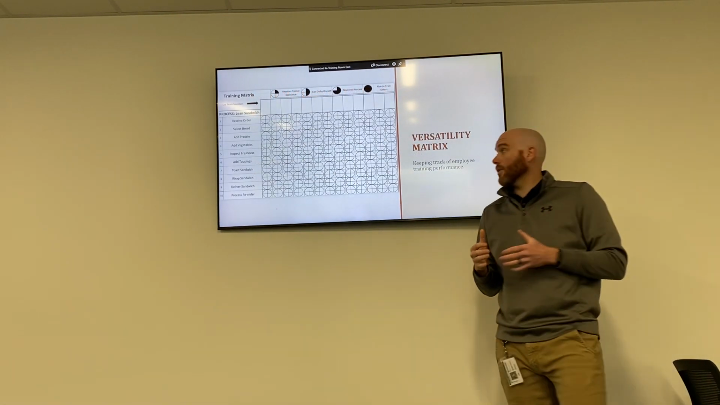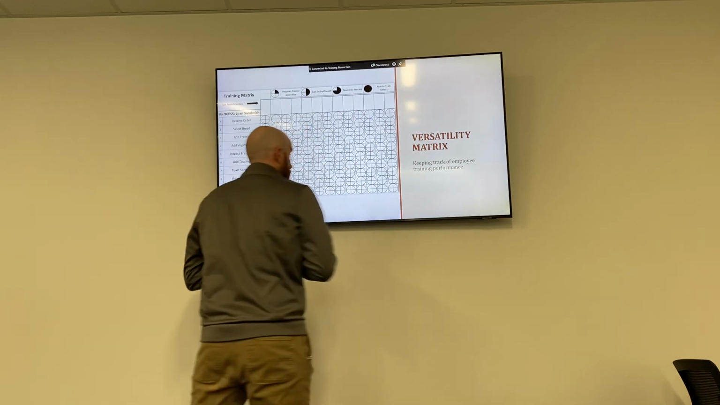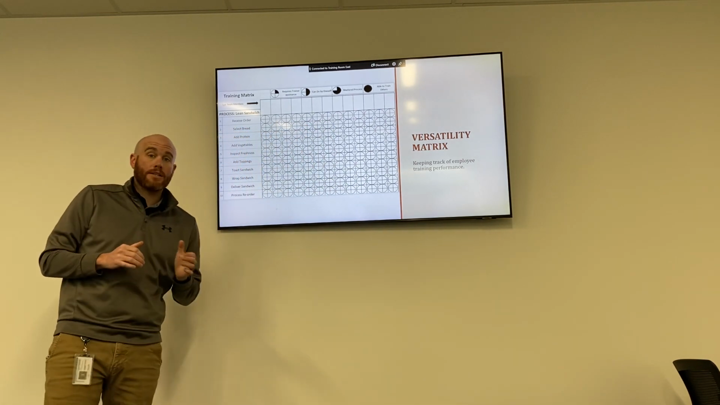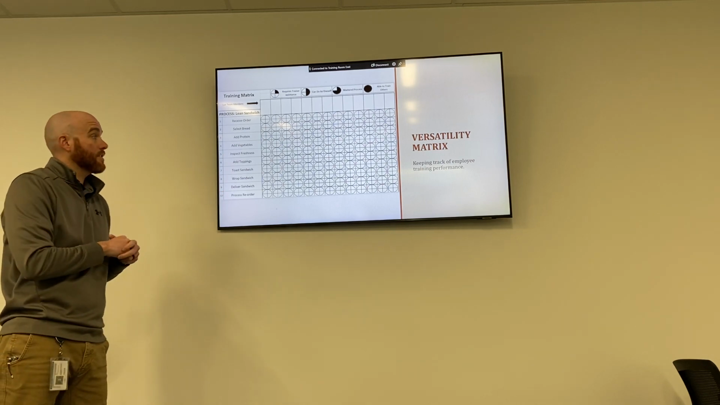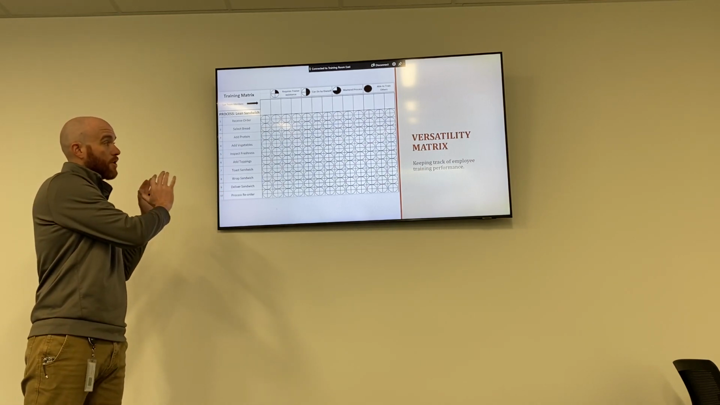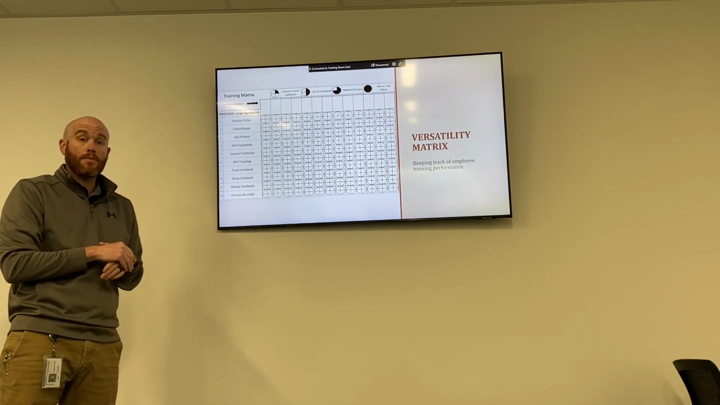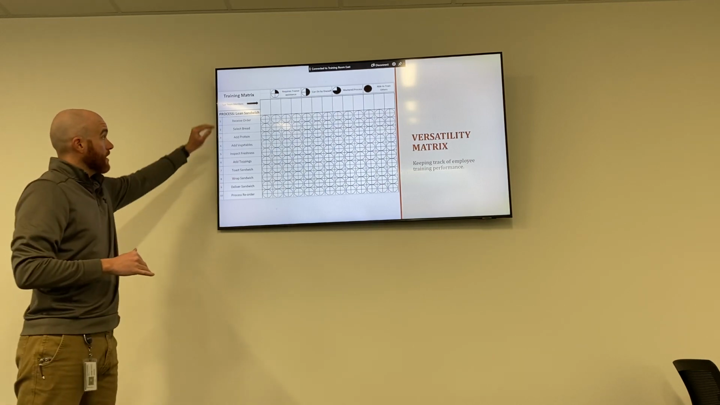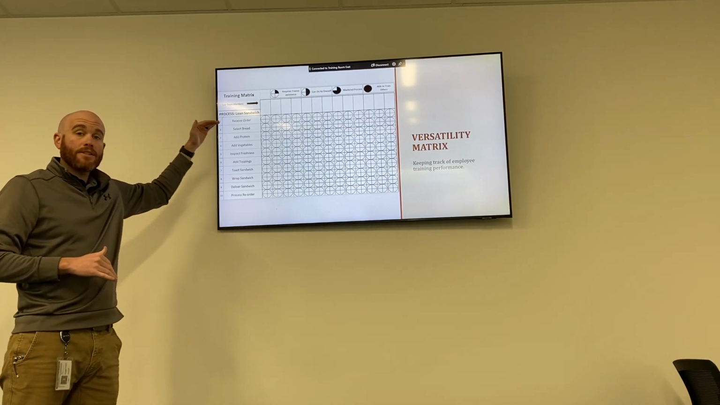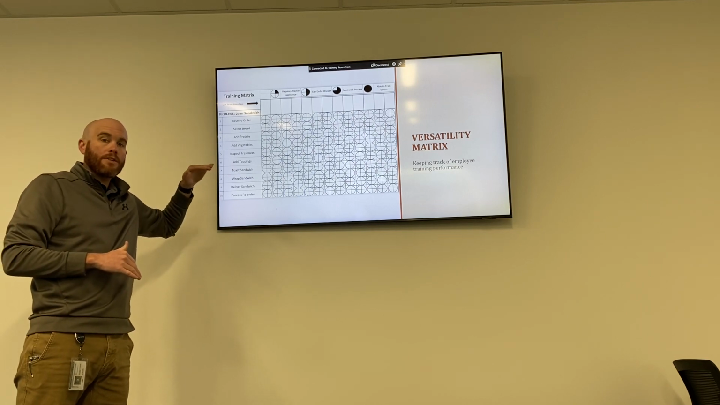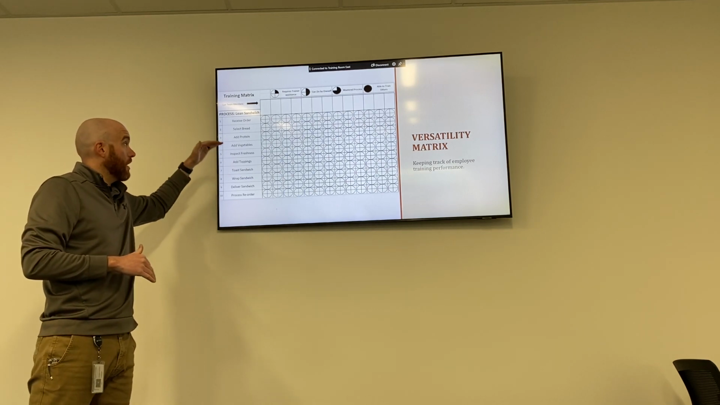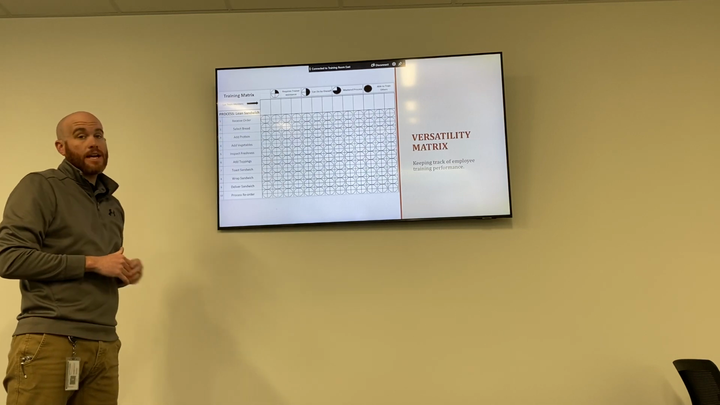The second thing that we're going to focus on when it comes to our training process is our versatility matrix. This is going to help us to keep track of employees and their training performance. It also allows us to understand, how big is our bench? Do we have the people trained to be able to cover if someone is out sick?